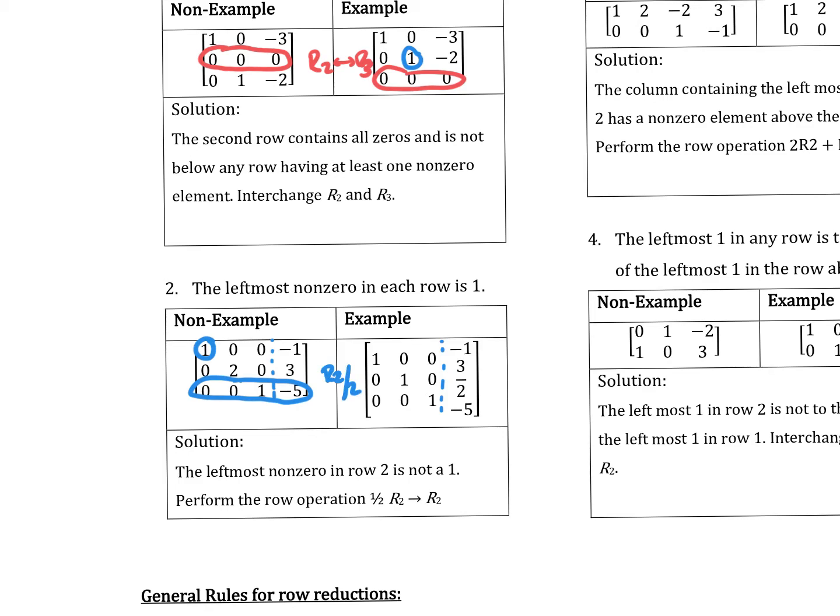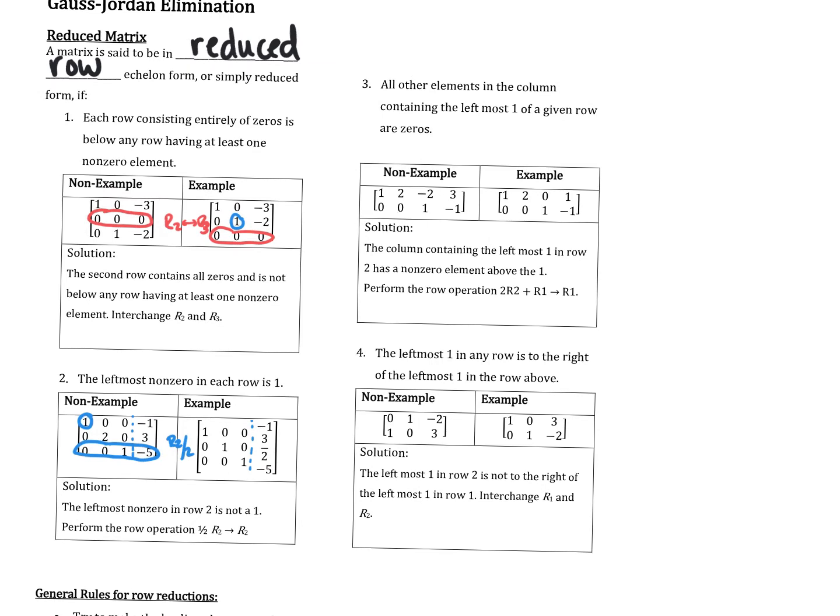The third rule says that all the other elements in the column containing the leftmost one of a given row are zeros. So if we have a 1 in a row, we need all the other elements to be zeros. That's what this is saying. The column containing the leftmost one in row 2 has a non-zero element above the 1. So you want basically zeros above 1s, and you want zeros below 1s. This is what we're going to get to in a second. And then the leftmost one in any row is to the right of the leftmost one in the row above.